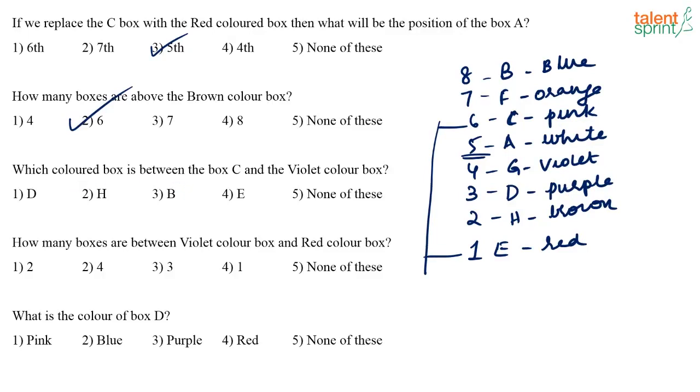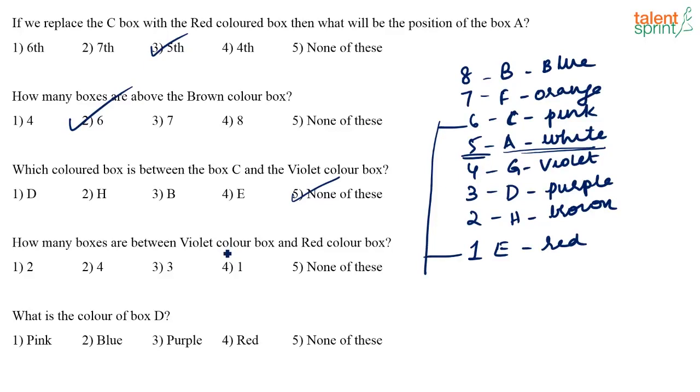Which colored box is between box C and the violet colored box? The white box, right? That is, A is between C and violet. So the correct answer here will be none of these.